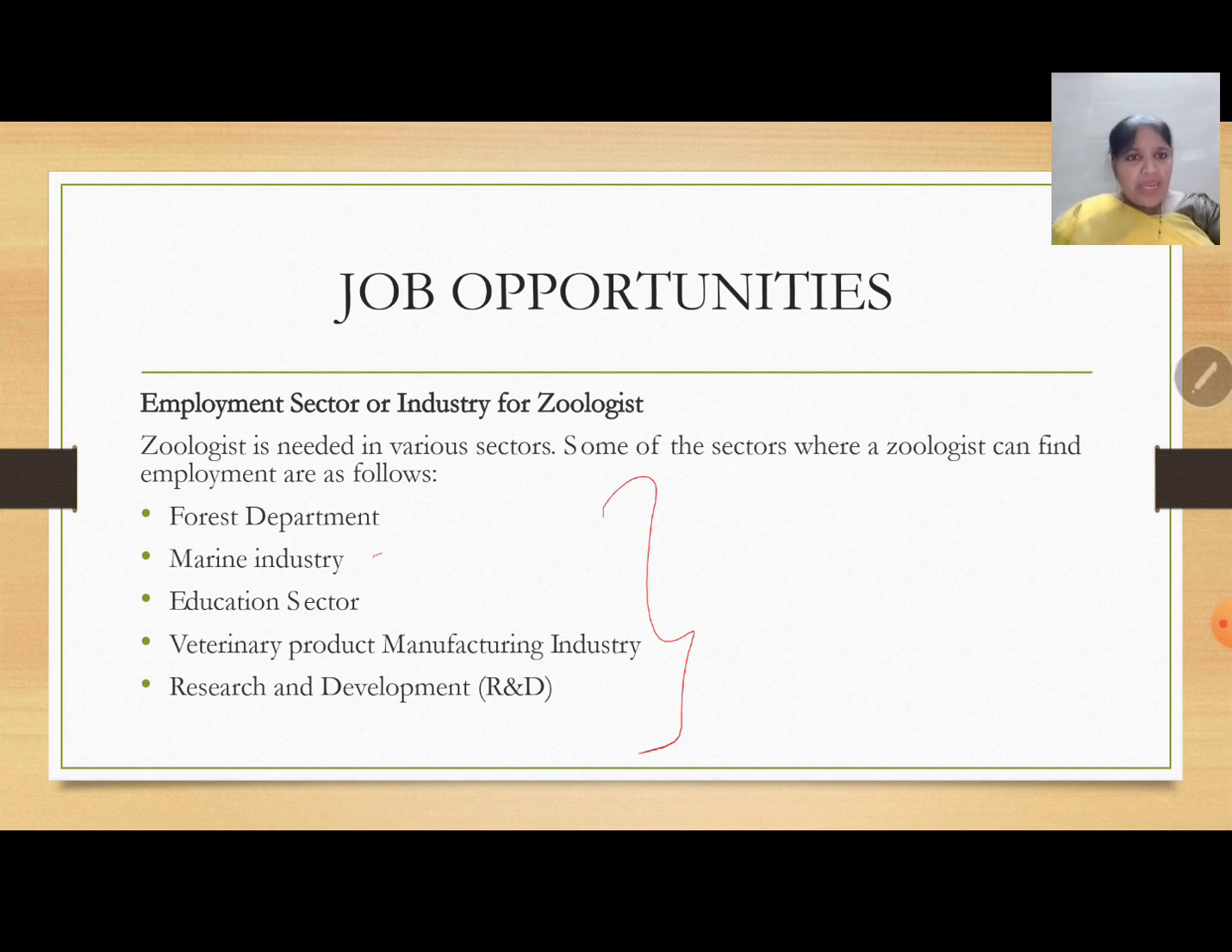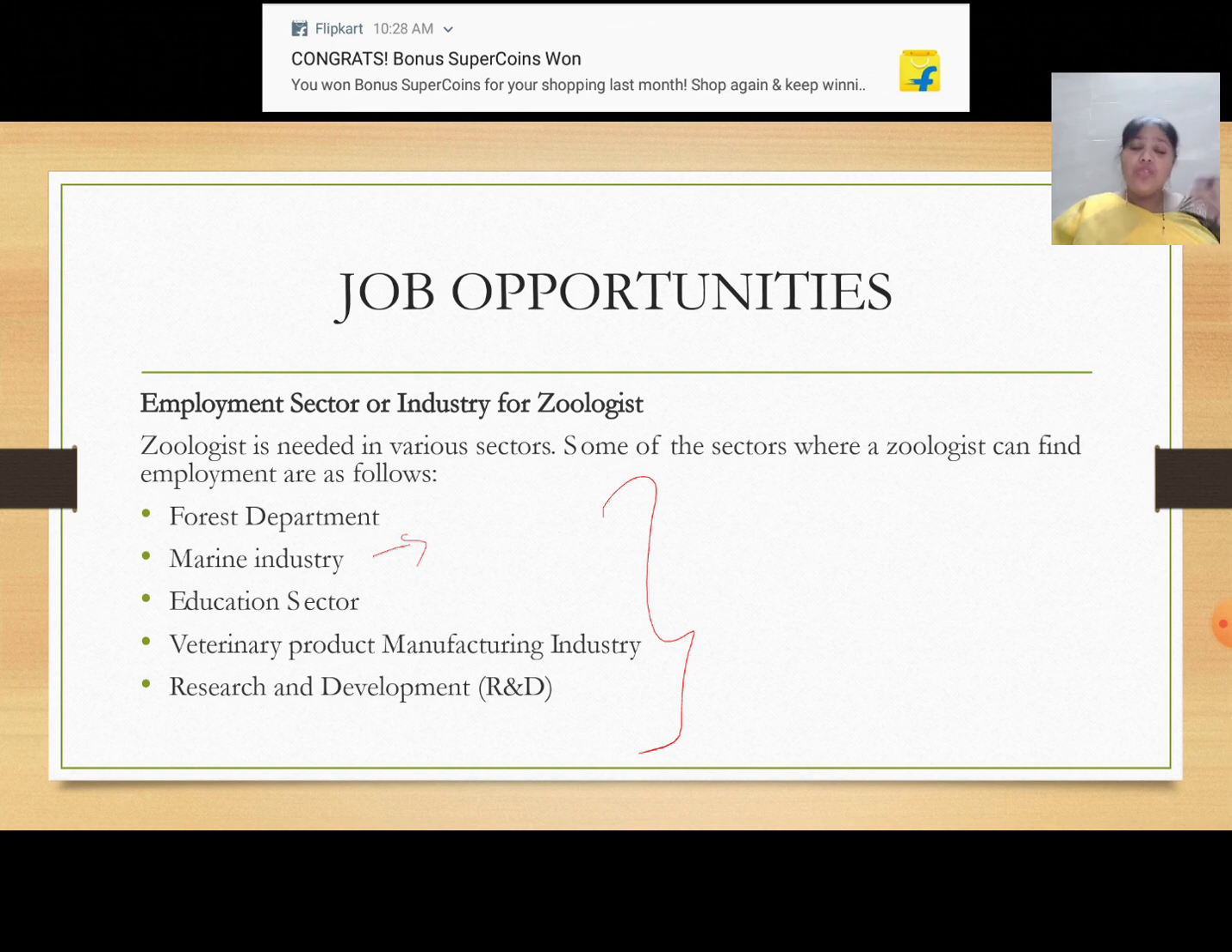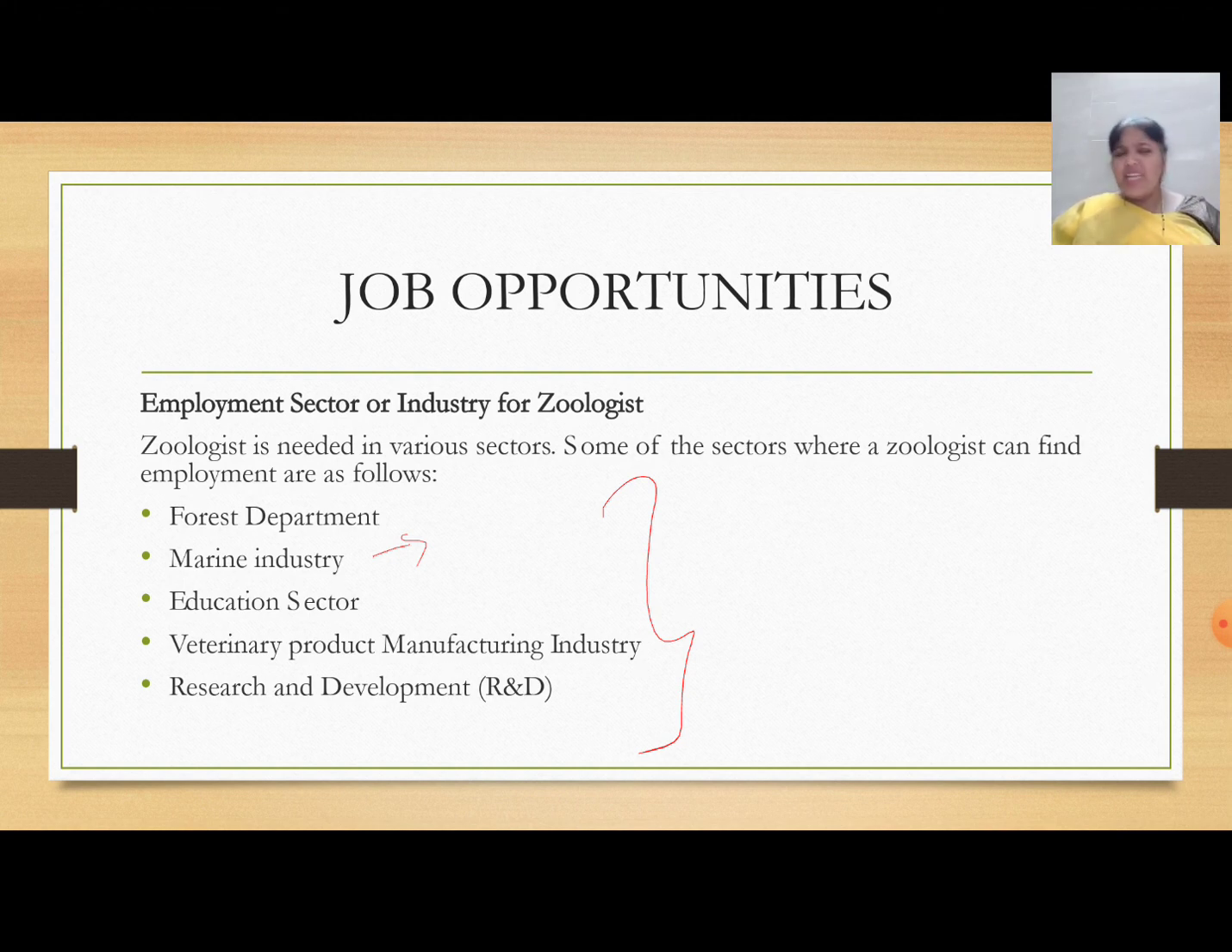When I say marine industry, you have a lot of marine farms coming up nowadays. Especially in this pandemic, everybody has started this online business of supplying prawns and fishes to home. These are all the businesses they have started now. Forest department, if there are boys and even if they are girls, if you are interested in forest keeping, the forest officers, go for these great jobs.